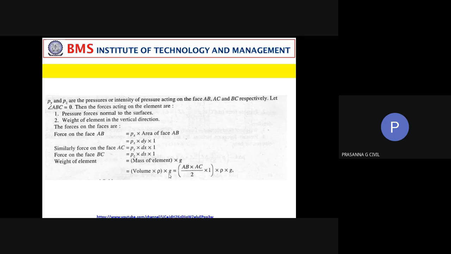Now for a triangle, half base into altitude. So they have taken that as the volume of the triangular piece into thickness 1, rho into g. That becomes the entire weight of that particular wedge-shaped triangular portion.